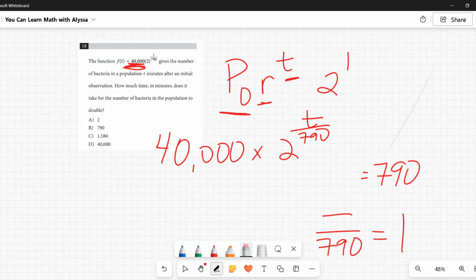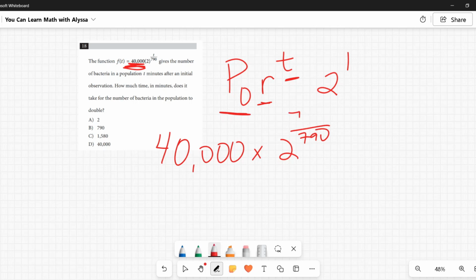Okay, so back to our original little equation here. If I put 790 in here for t, 790 over 790 is just 1. Then I have 40,000 times 2 to the power of 1, 40,000 times 2. That doubles it.